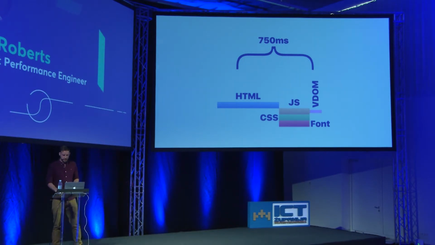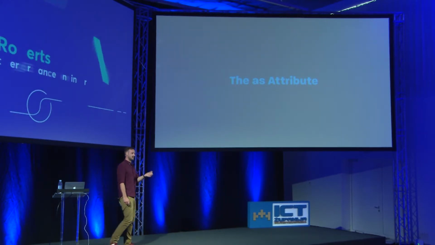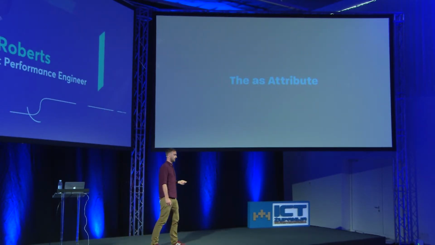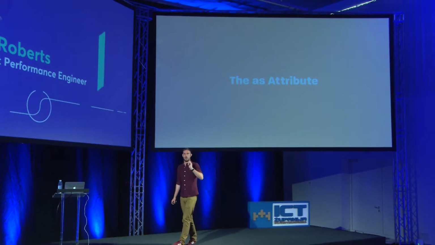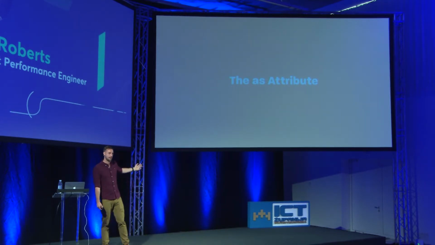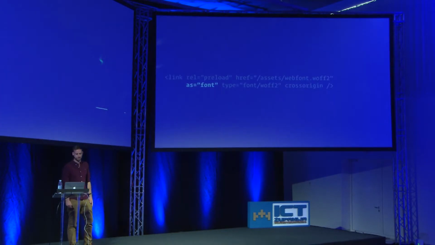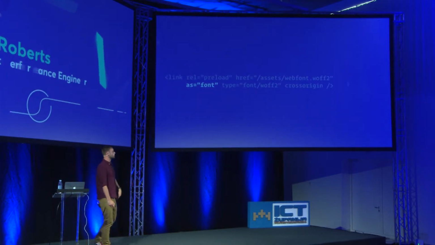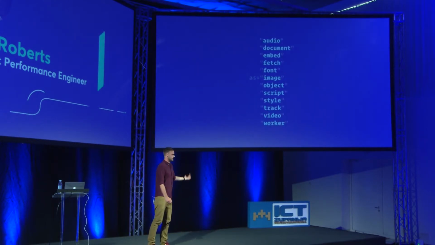Quickly looking at the attributes we have available, we've got the as attribute. Now, the as attribute used to be optional, but has since become mandatory. So if you have implemented preload in the last couple of years, you may need to check that you're not getting errors because the as attribute recently became mandatory. You can't decide or invent a value for the as attribute. It has to be one of these.